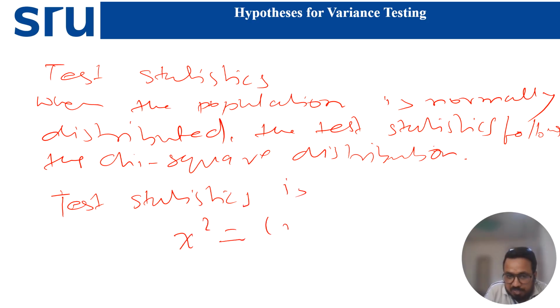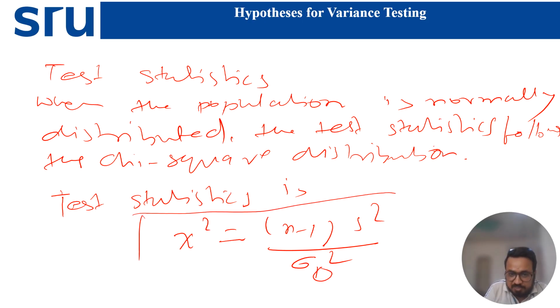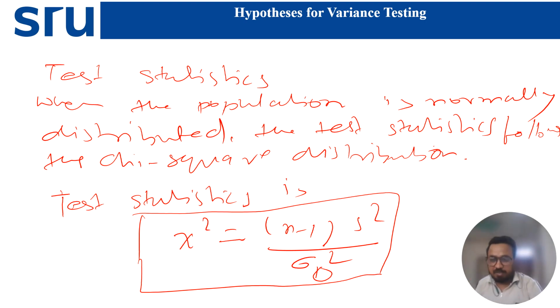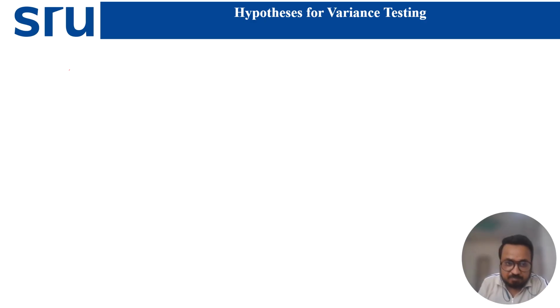Chi-square equal to n minus 1 s square by sigma naught square. In the second step we will find the test statistic's value. Here, n is the sample size.